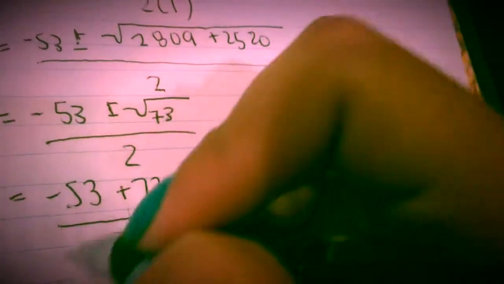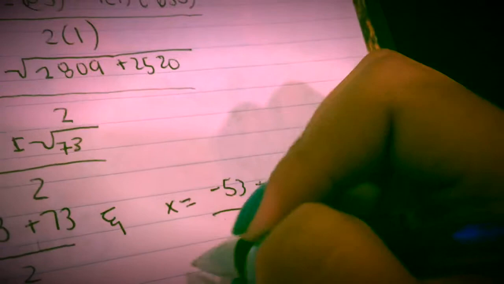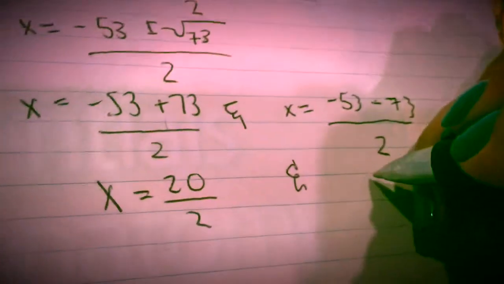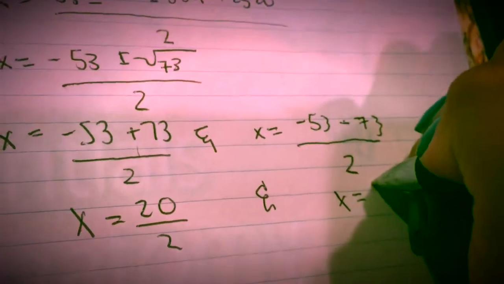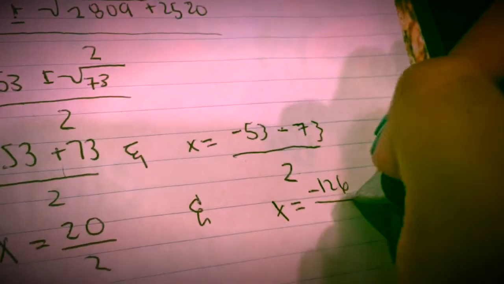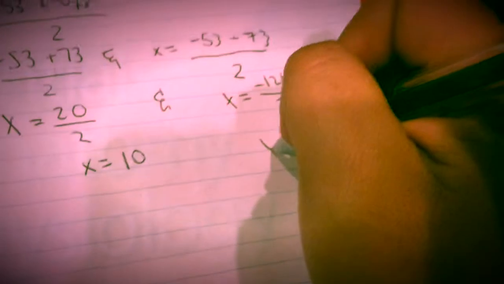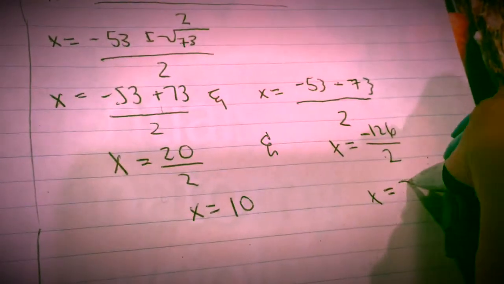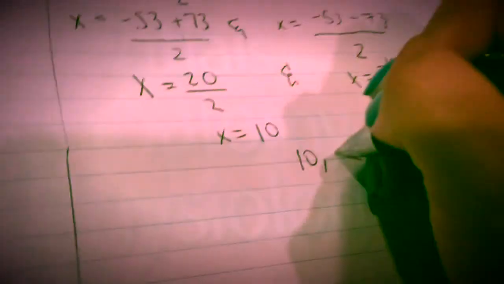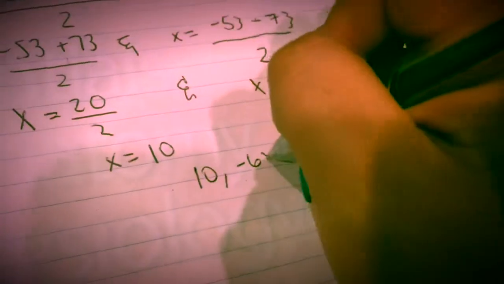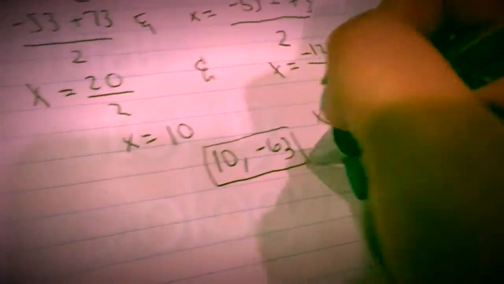And then you get x is equal to 20 over 2, and for this answer over here, the plus, you're going to get x is equal to negative 126 over 2. So, final answer is x is equal to 10, and over here you get x is equal to negative 63. So final answer is 10 and negative 63.